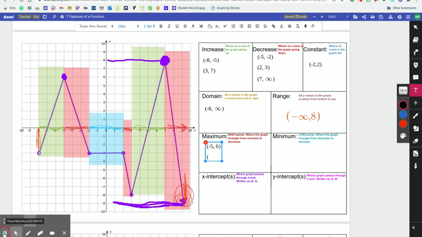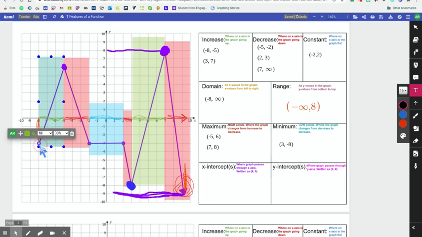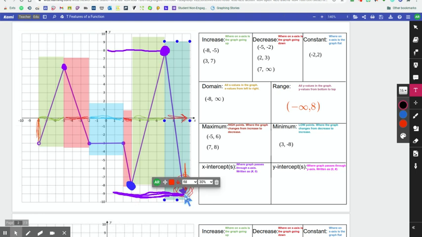Not 8 comma negative infinity. So this goes from a decrease to an increase. That is why it is our minimum. This guy here has an open dot. He doesn't count. We only care about closed dots. This one over here, we do not care about because it's an arrow. It goes on forever. We only care about closed dots.